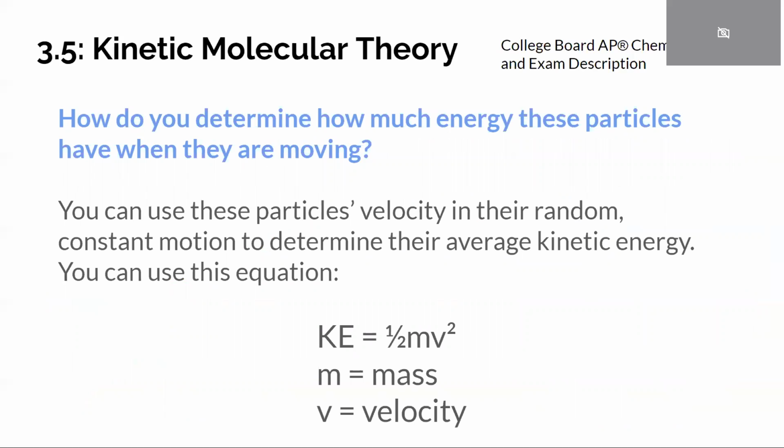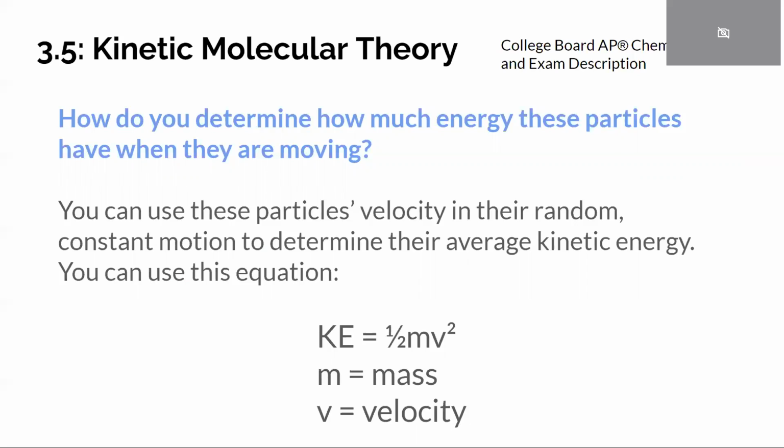And so how do you determine how much energy these particles have when they're moving? I keep on talking about this average kinetic energy. You can use these particles' velocity in their random constant motion to determine their average kinetic energy, and you can use this equation: KE, the average kinetic energy, is equal to 1/2 mv squared, where m is the mass and v is the velocity.